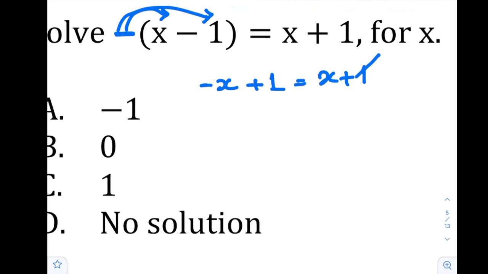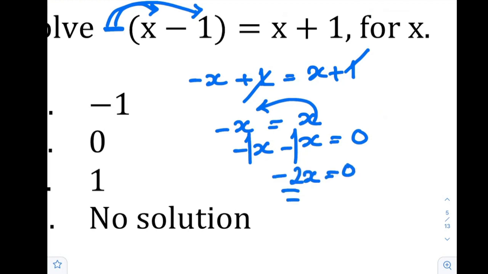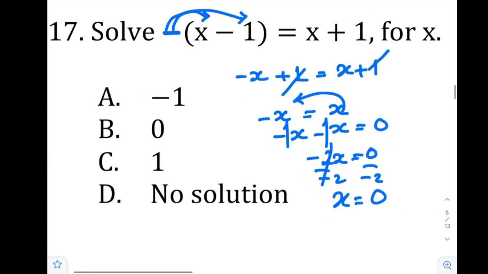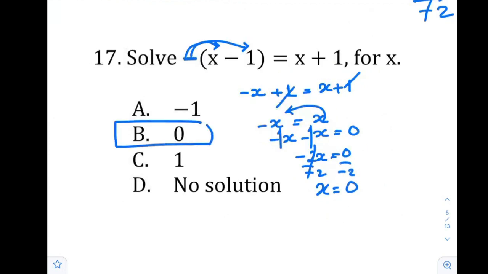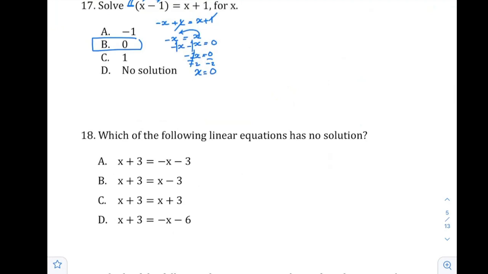Cancel the 1 from here and there. You have negative x equals x. Bring the x to the other side. Negative x minus x is equal to 0. Negative 1x, 1 we don't write it, but it's there. So negative 2x is 0. If you divide by negative 2, you will end up with 0. 0 divided by any number is 0. 0 is a solution. It's not no solution.